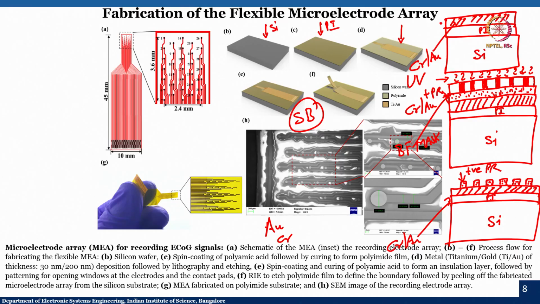So, once you have this particular pattern, what is the next step? If you see the slide, once you have the positive photoresist on the chrome gold and you are dipping the wafer into the gold etchant, followed by DI rinse, followed by chrome etchant, followed by DI rinse, then what will you have?